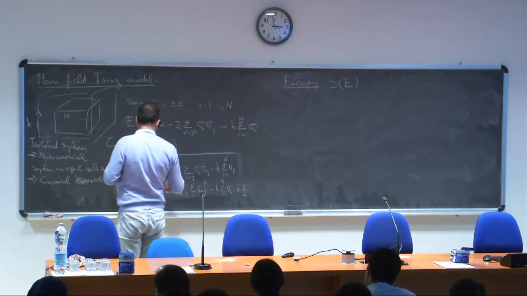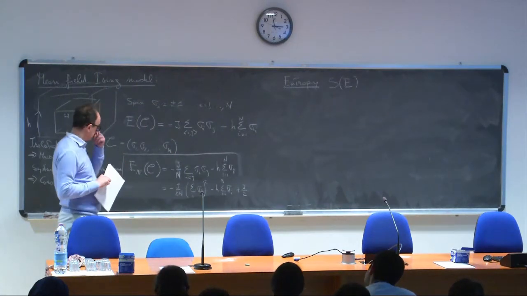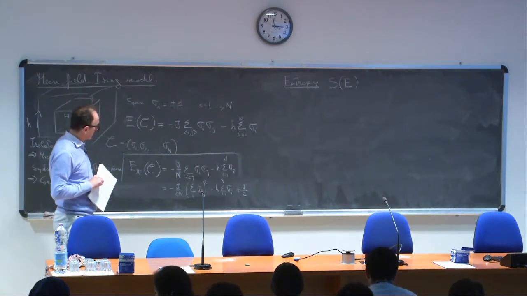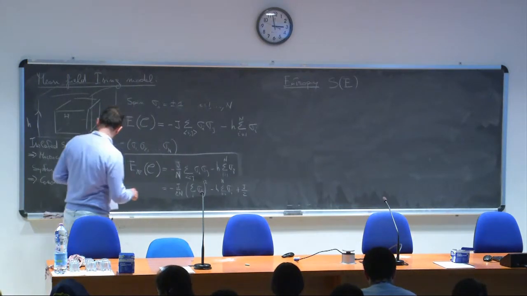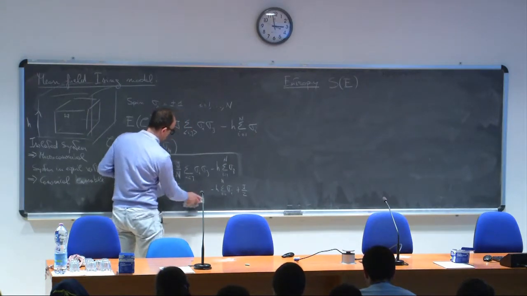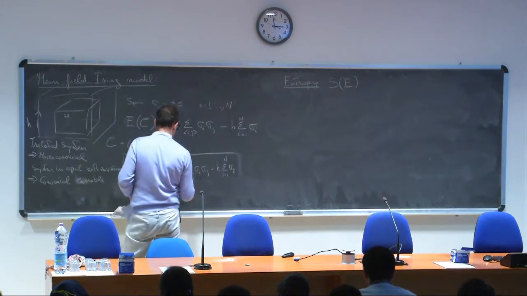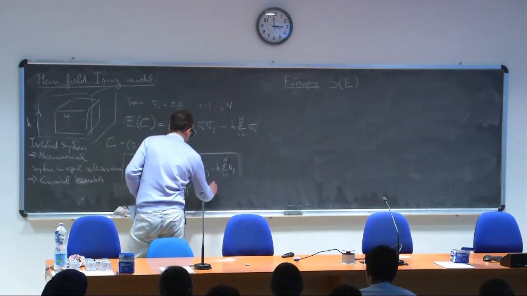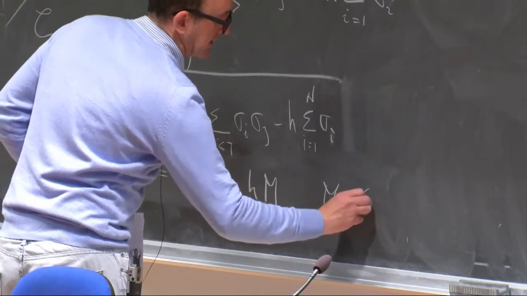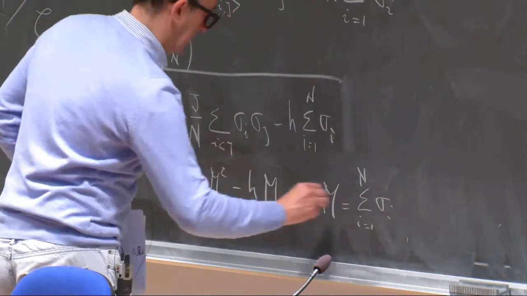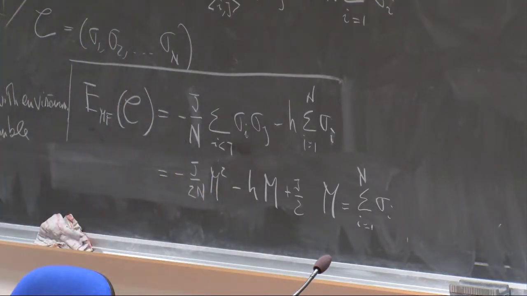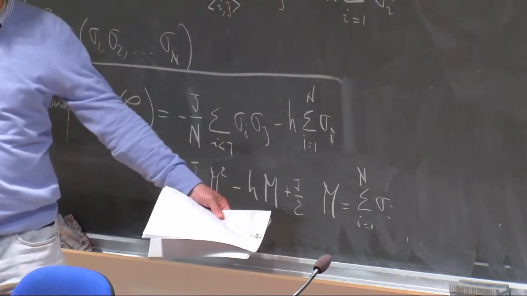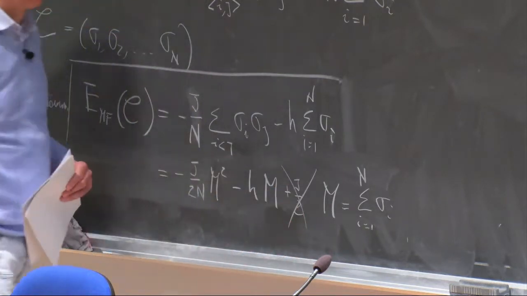Now if you look at this equation here, what you see, as we said, is that this energy is a function of the magnetization. It is a function of m squared minus h times m, where m is the sum over i from 1 to n of sigma_i. There is also the J over 2, but this factor is, first, a constant, and you don't care about constants in the energy. Second, it's sub-extensive, not extensive. So I'm going to neglect this in the rest, okay?